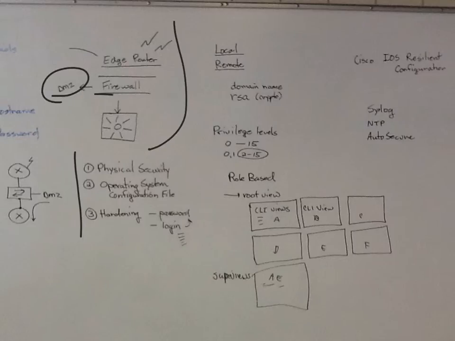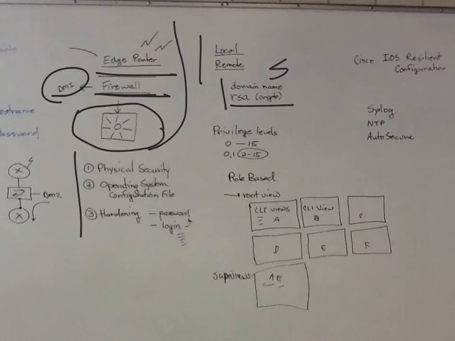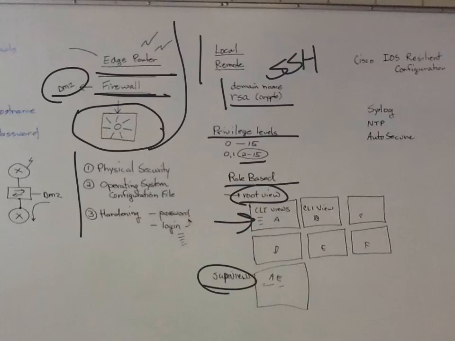We talked about DMZ, the firewall, your internal network, and then your edge router. Local and remote, domain name, RSA, we're talking about setting up SSH. And then we talked about the privilege levels. And then we said role-based. You can use a root view to create views, and then you can create super views that actually have those views. So you can set up a view with what commands and what things people can do. And you can be fairly granular here when you set this up.